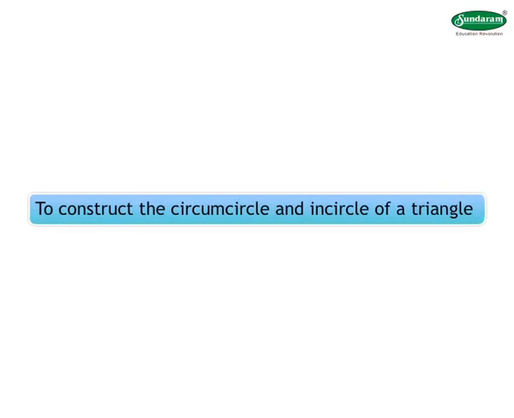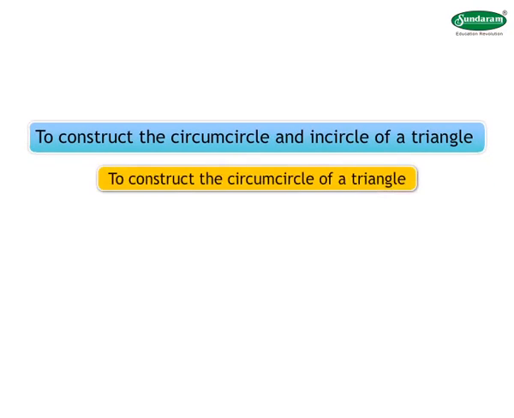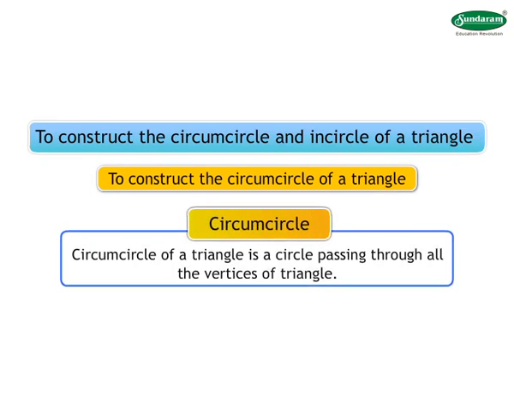Now let's see how to construct the circumcircle and incircle of a triangle. First, let's see how to construct the circumcircle of a triangle. Before we begin the construction, let us know what we mean by circumcircle. The circumcircle of a triangle is a circle passing through all the vertices of a triangle.